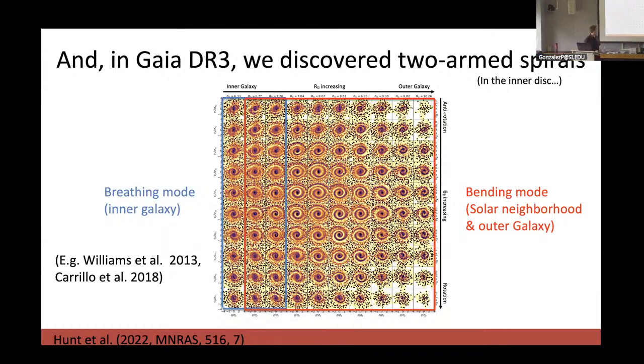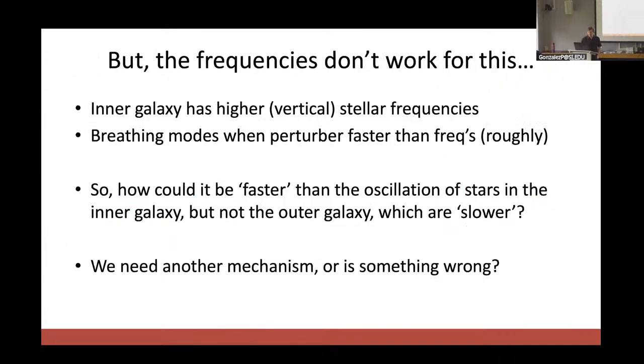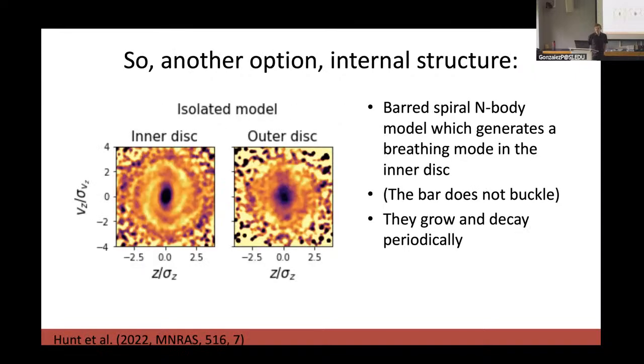But now we have to ask the question of, okay, well, where did the two-armed phase spirals in the inner galaxy come from? Because the picture that I just gave you with the impulsive interaction doesn't work for this. The inner galaxy has higher vertical frequencies than those stars, they oscillate quicker. You cannot have a satellite that goes by faster than the period of the fast stars and slower than the period of the slow stars. It doesn't work. So we need some other mechanism to explain this, or something is wrong about our intuition of where these come from again. And so another option is internal substructure.